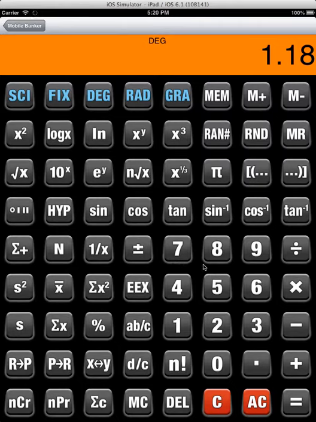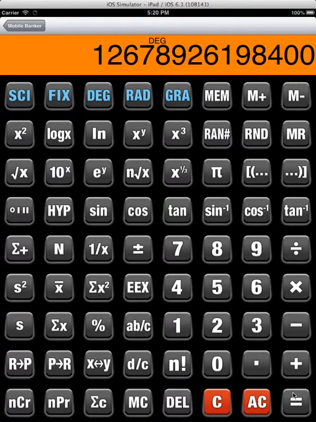Now, to perform NPR, say 45 NCR 8 equals this. So 45 factorial, 47 and 9, that becomes that.